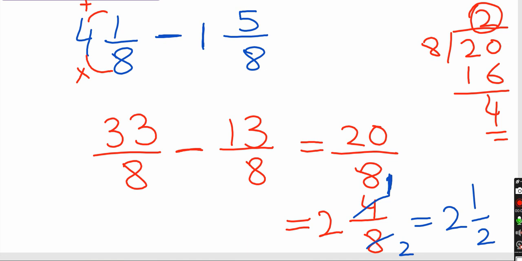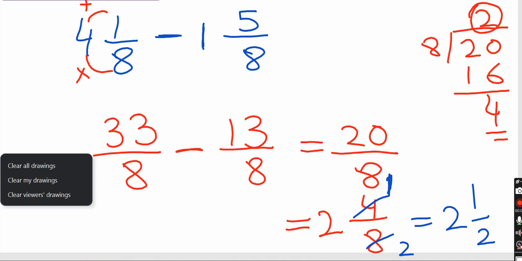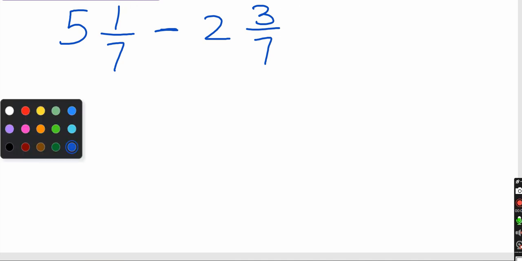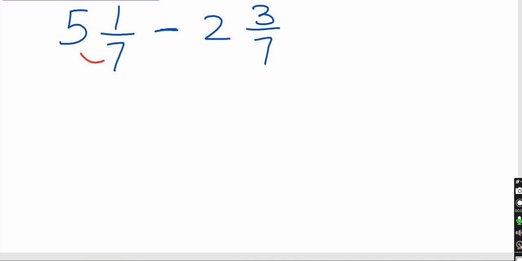I hope it's clear to you, but I want to do one more question with this renaming to make this concept clear. The fraction is 5 whole 1 by 7 minus 2 whole 3 by 7. 5 minus 2 we can do, but 1 minus 3 we cannot do. So for doing this, we will change the mixed number into an improper fraction. First we will multiply, then we will add.